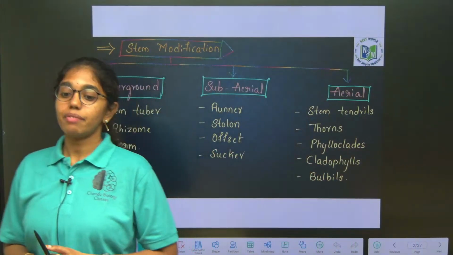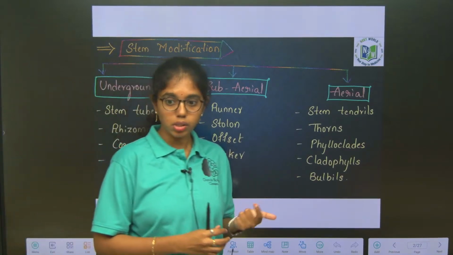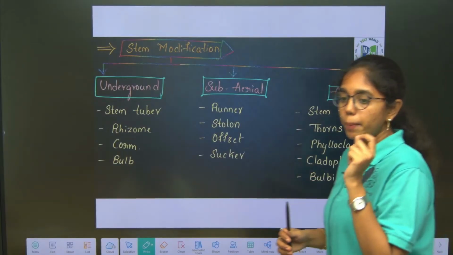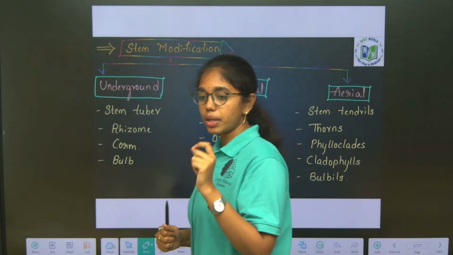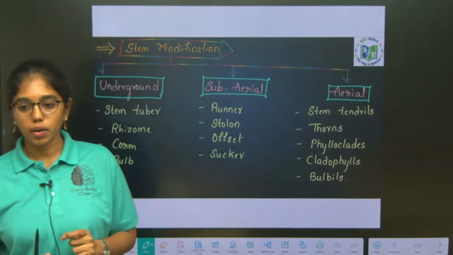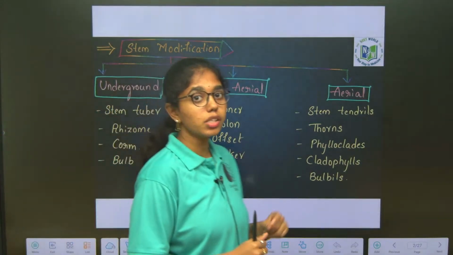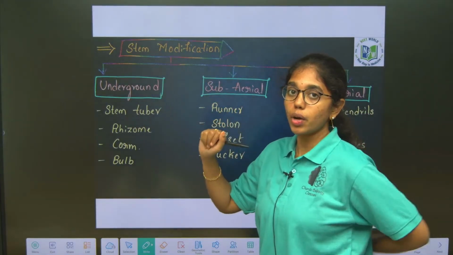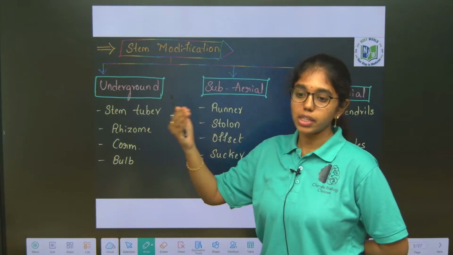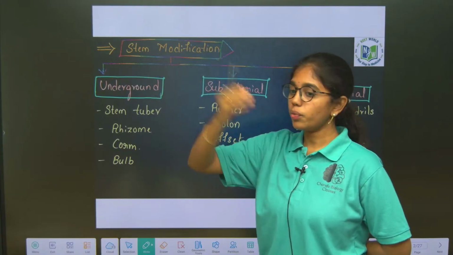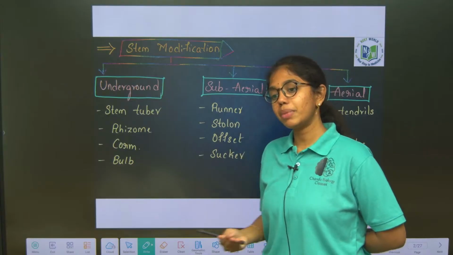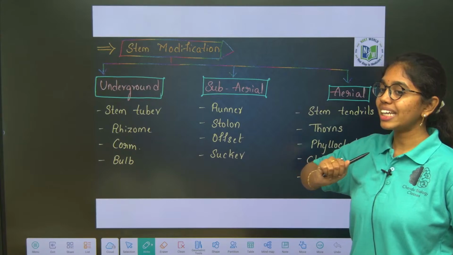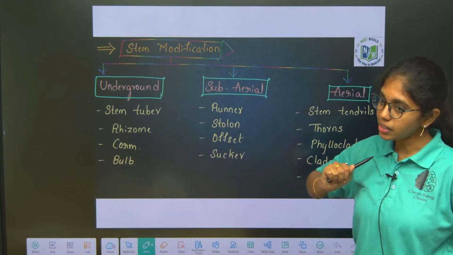Unlike the root, stem will be having nodes, internodes, buds and leaves. These are the structures which it possesses. The main activity that the stem does is conduction: conduction of water and minerals from root to the stem, and conduction of photosynthates. Photosynthates means food materials like sucrose and all from the tip of the leaf to various parts of the plant body. You can simply say from source to sink. That is the activity which the stem does, and most importantly, the stem provides mechanical support for the plant.